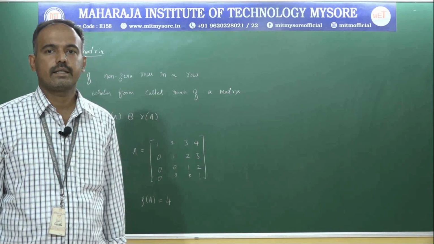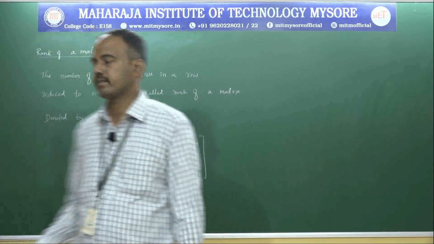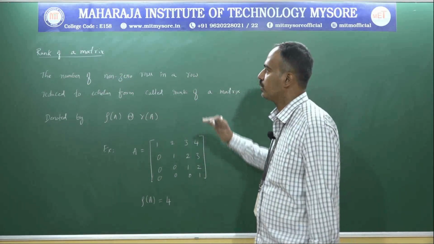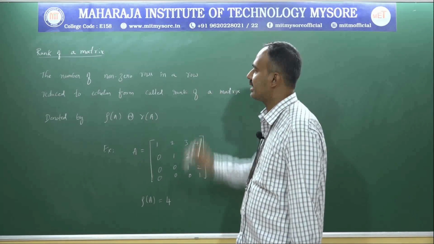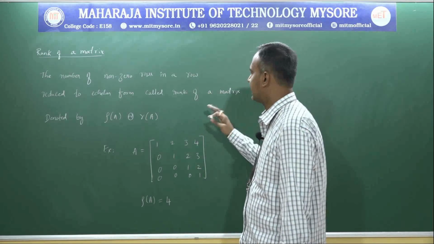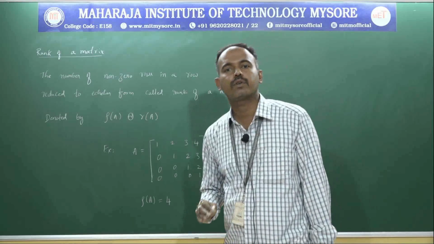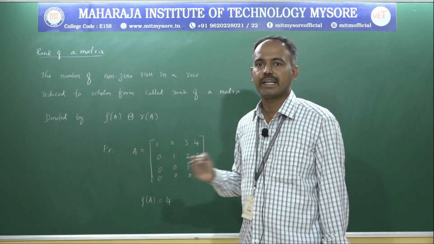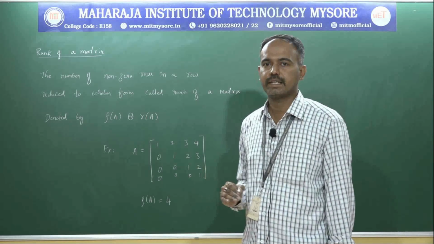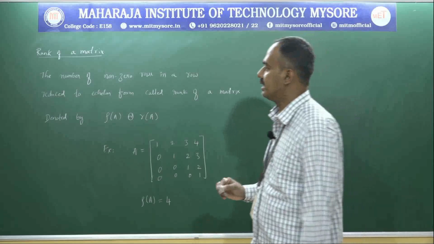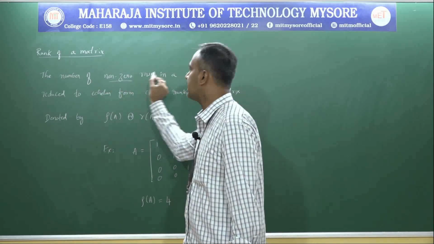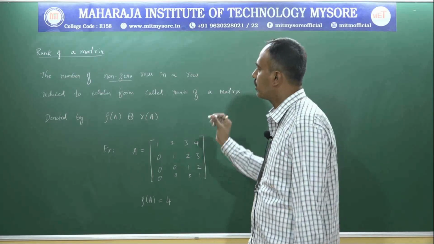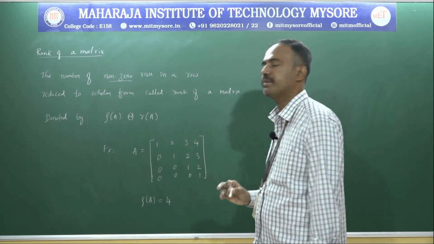Next we can discuss the concept of the rank of a matrix. The number of non-zero rows in a row reduced echelon form is called the rank of a matrix. All of you already know the echelon form. With the help of the echelon form, we can represent the rank of a matrix as the number of non-zero rows.